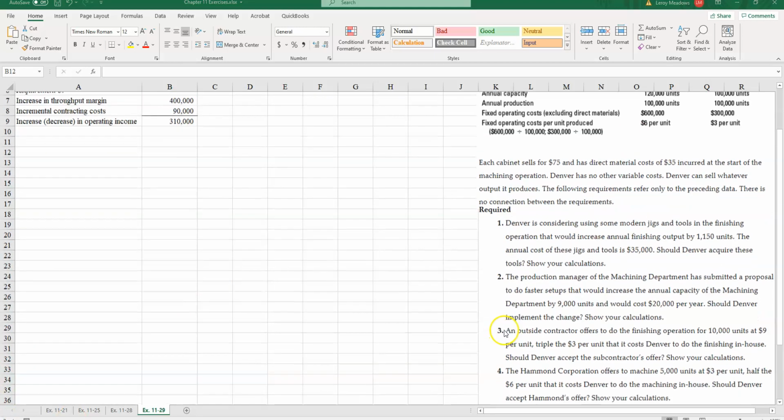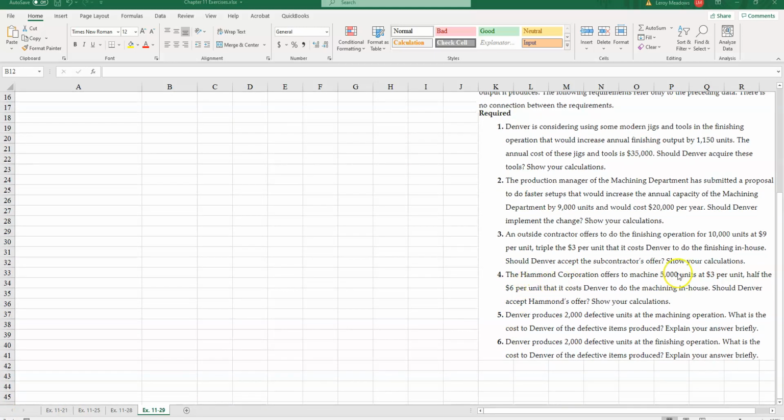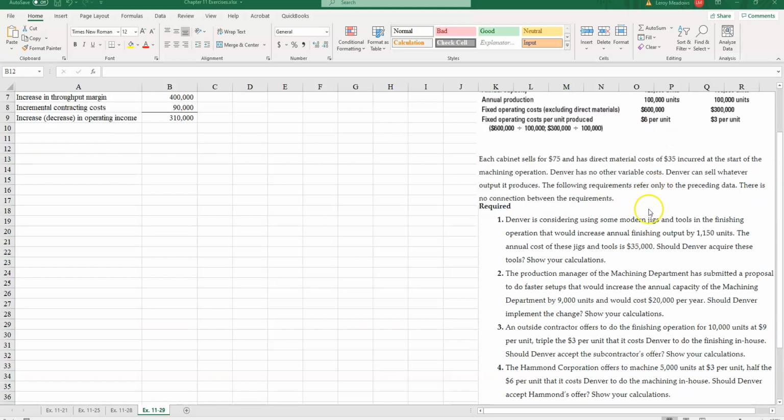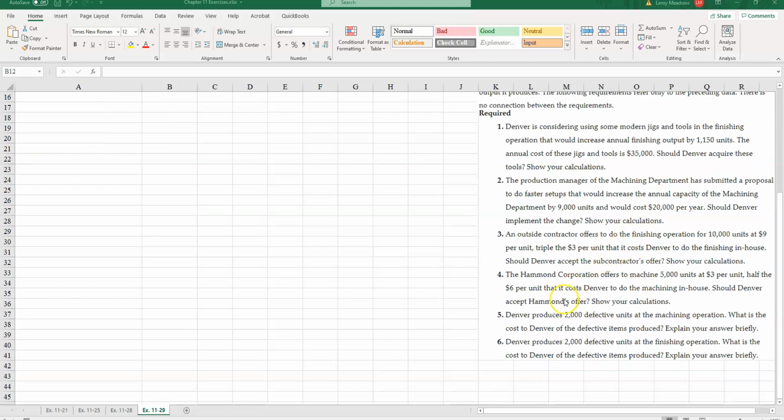Now let's take a look at requirement 4. The Hammond Company offers to machine 5,000 units at $3 per unit, half of the $6 per unit that it costs Denver to do the machining in-house. Should Denver accept Hammond's offer? Show your calculations. Now, even though this is not the constraining department, the machining cost per unit is actually half of what we determined up here. And this is fixed operating cost per unit, $6. So should we even think about this in this situation?